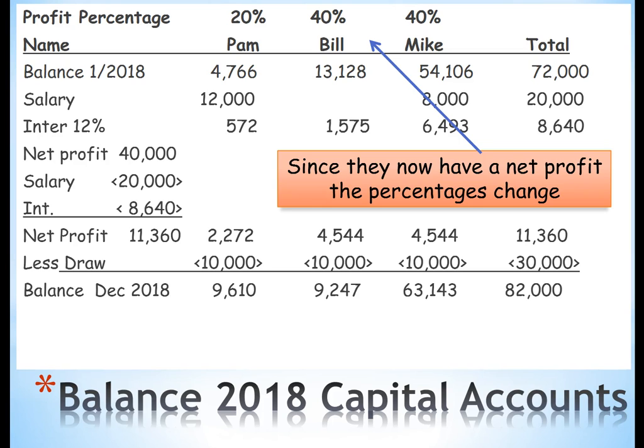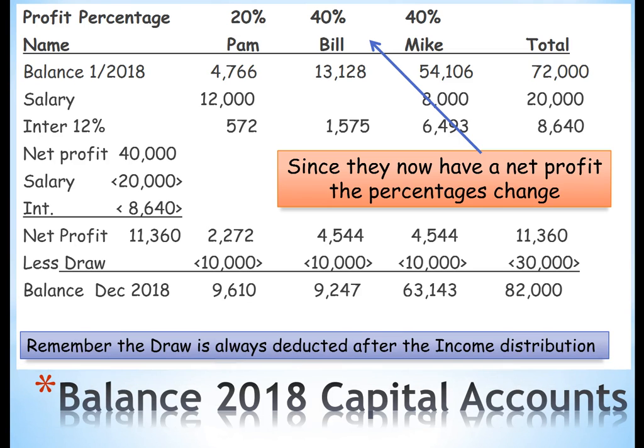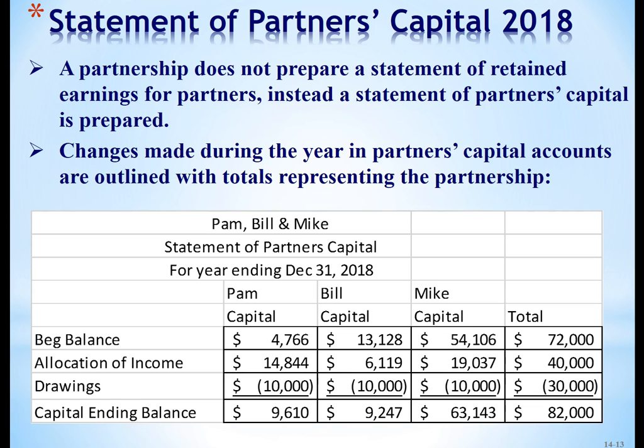Now, what would this look like as part of the financial statements? So let's take a look at that. All right, here's what it would look like. Again, a partnership does not prepare a statement of retained earnings. Instead, a statement of partners' capital is prepared. Changes made during the year in partners' capital accounts are outlined with totals representing the partnership.